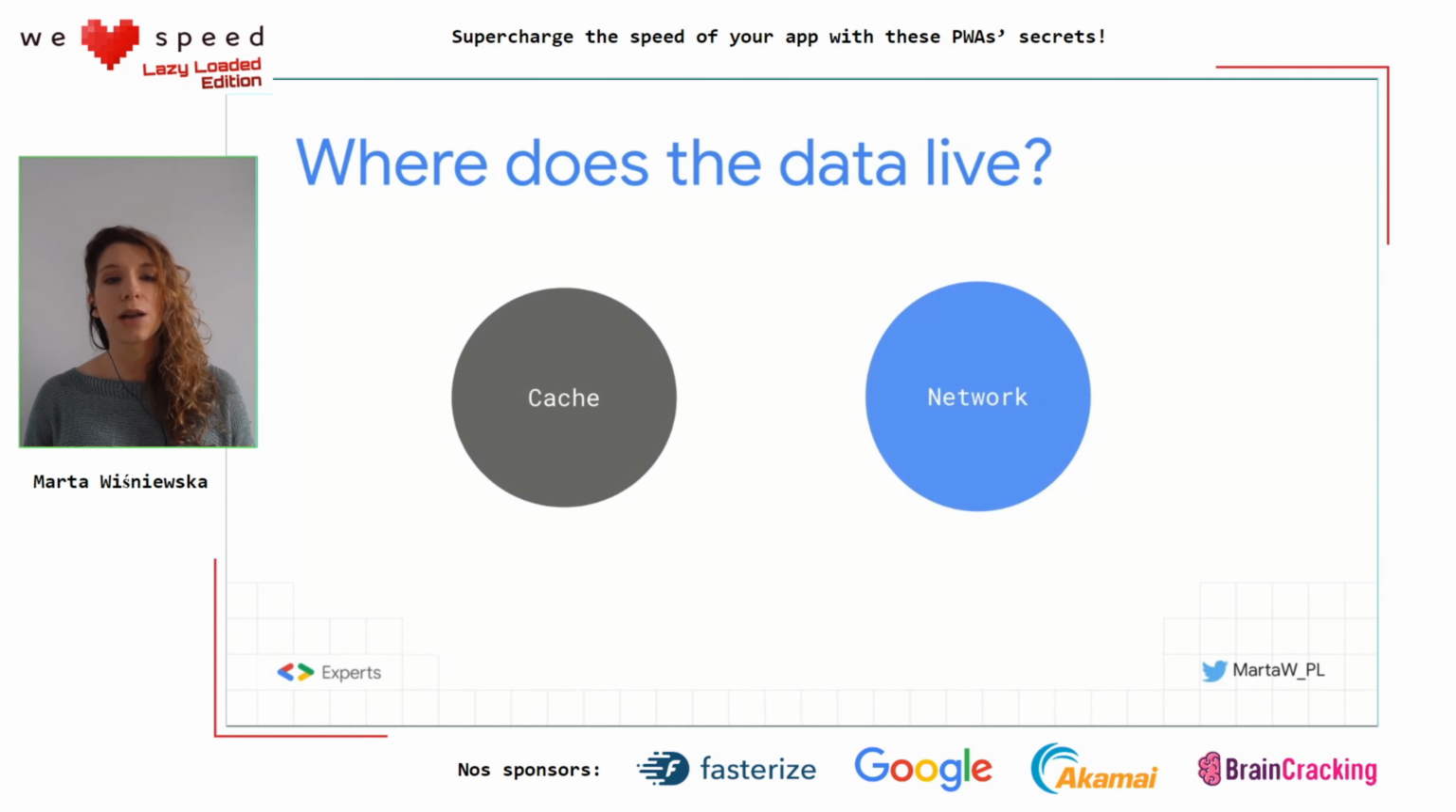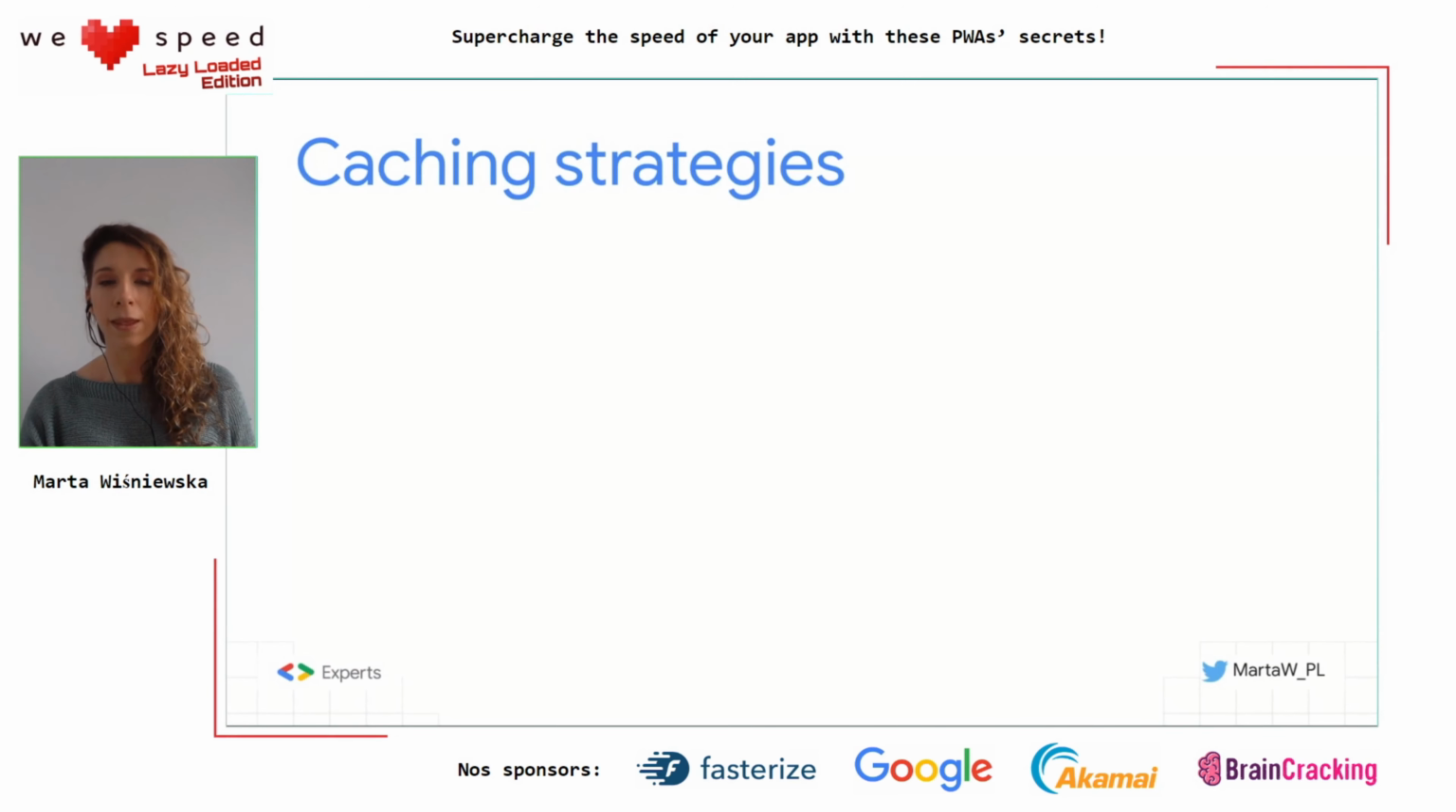Now I want to tell you a bit about caching strategies. And before I do that, I want to tell you about two factors. The first one: where does the data live in your app? Currently, you have two options to retrieve your data. You have the option to retrieve it from cache and from the network. And based on those options, we have different caching strategies.